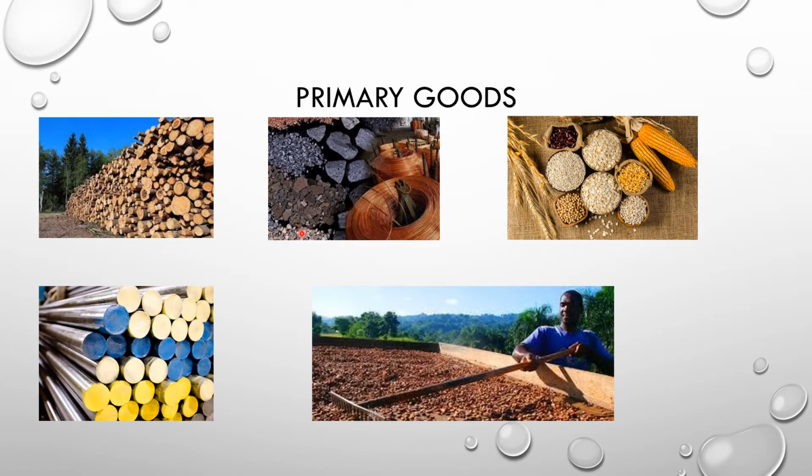The next one is every fruit and vegetable. When we take it from the gardens or from the farms and we don't change it, we don't cook it, we don't boil it, and we don't fry it, it remains a primary good. We've also got some metals here, and then this young man seems to be raking cacao beans used to make chocolate. Now in this form it is still considered a primary good because it hasn't changed into chocolate yet.